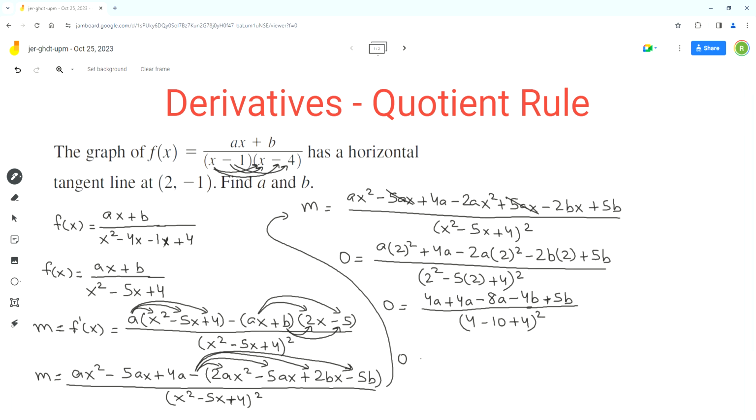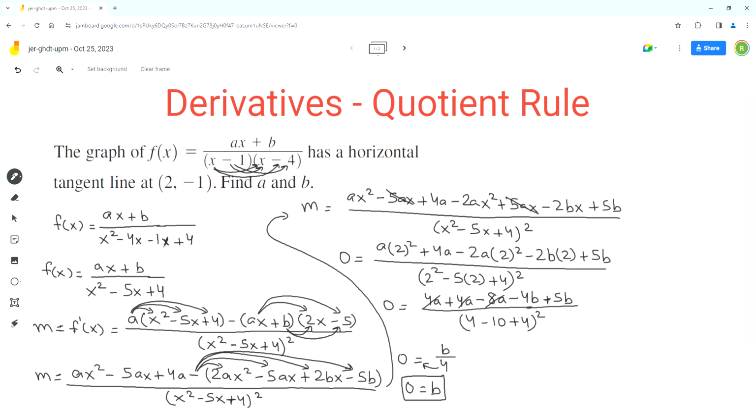So this can be simplified. Now in the numerator, 4a and negative 8a cancel each other out, and minus 4b and 5b can be combined to just b. And in the denominator, 4 minus 10 plus 4 is equal to negative 2, and negative 2 squared is equal to 4. Now we can solve for b by cross multiplying 4, so we get 0 equals b. So this is the value of b.